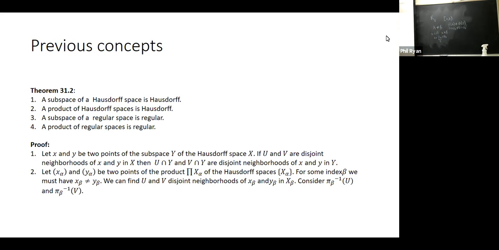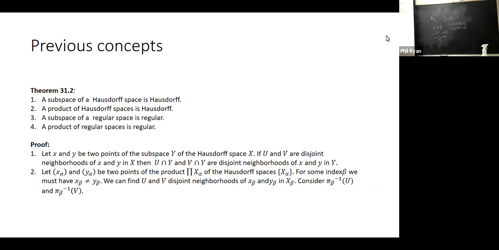What about product of Hausdorff spaces? Okay, so now we have two points in the product of Hausdorff spaces. If these points are distinct, then there has to be an index beta such that x_beta doesn't equal y_beta. So in that Hausdorff space, we can find disjoint neighborhoods of those points just inside that one space. And then we just take the inverse projection of those.